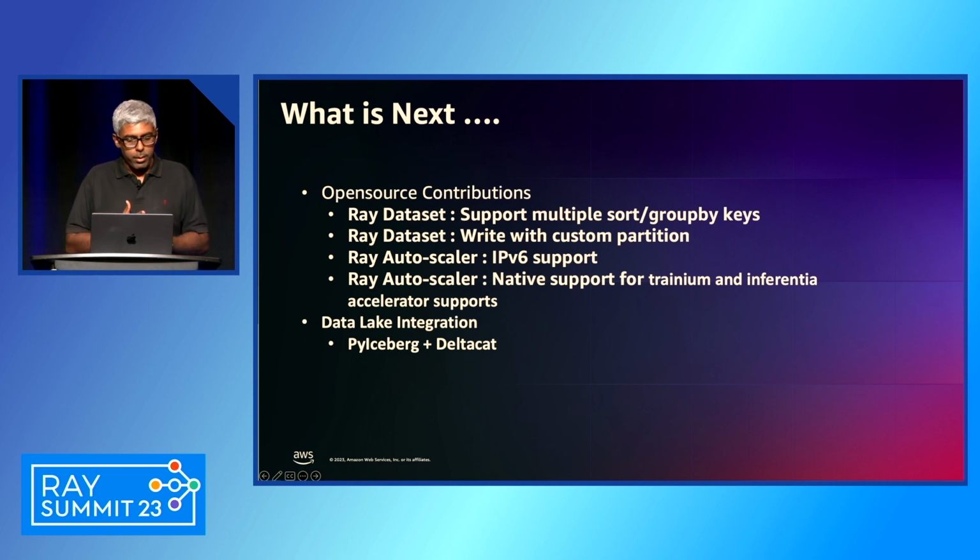More recently, we did accelerator work, where we started supporting Trainium and Inferentia as another variant, mainly for model serving and inference. We are currently working with the DeltaCat project to add support for Iceberg, so we have a way to materialize in our data lakes when you use AWS Glue for Ray.